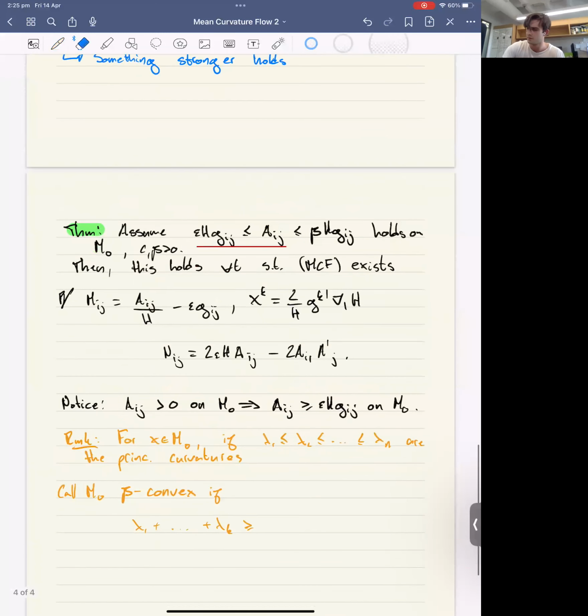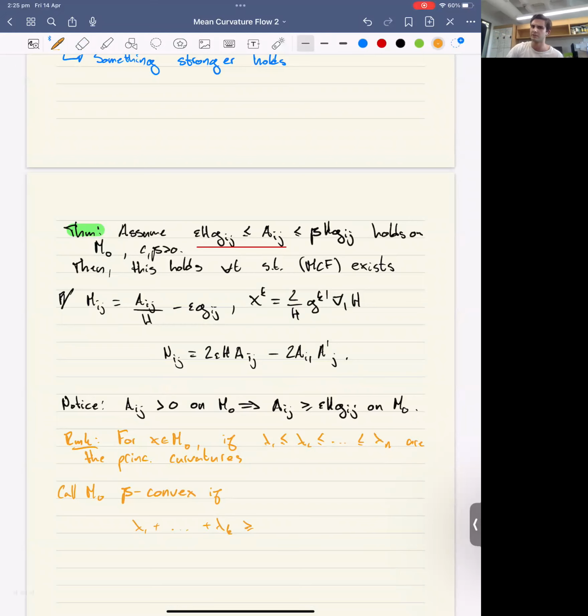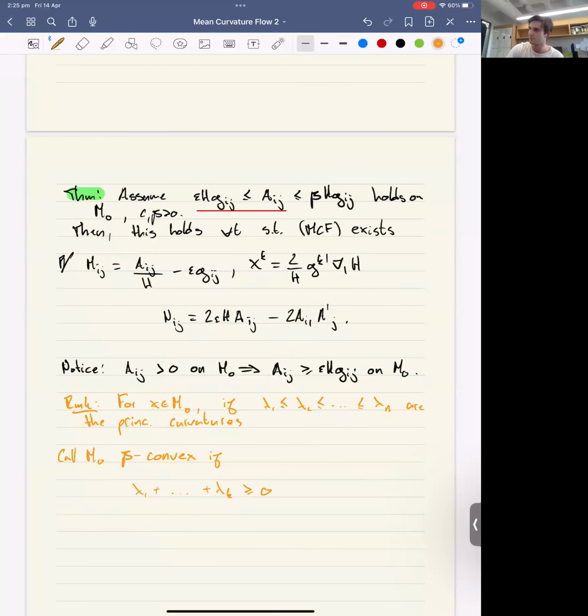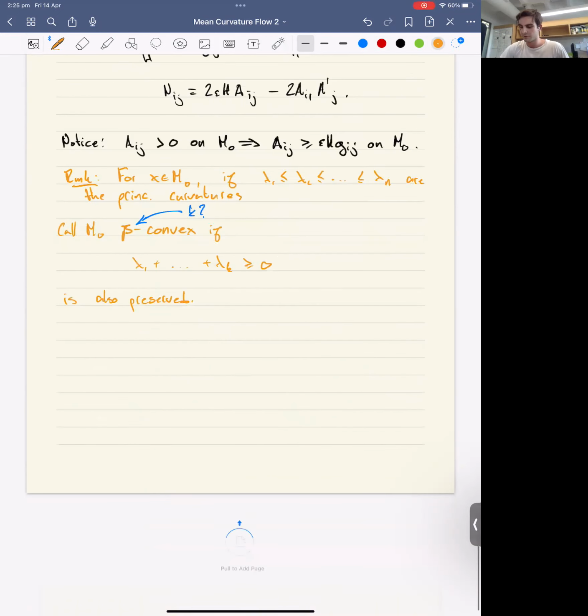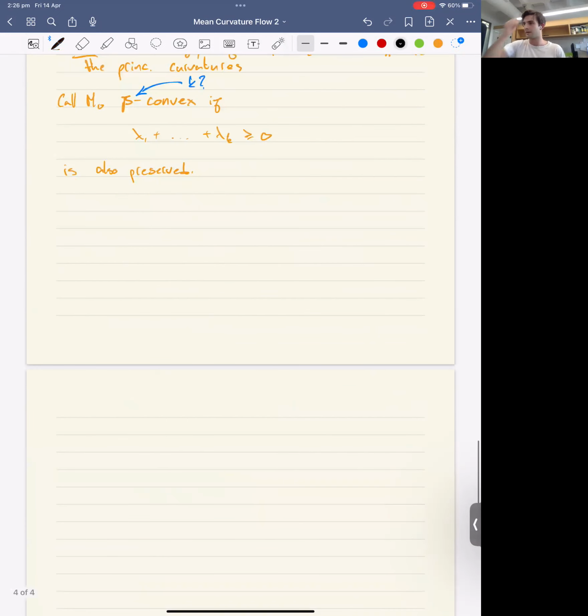Actually, maybe, for some reason I've written beta convex there, it feels like it should be k convex. I'm not sure, when I wrote that down I was just having a bit of a moment. Okay, question mark. But this is also preserved. I'm not actually going to look at this, but I thought I should point it out. This is also preserved under the flow.